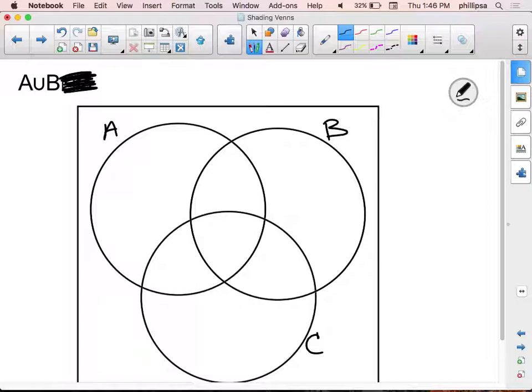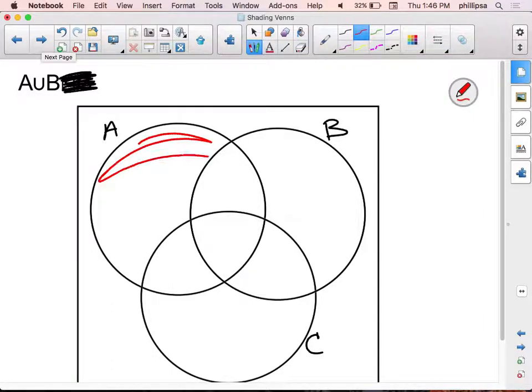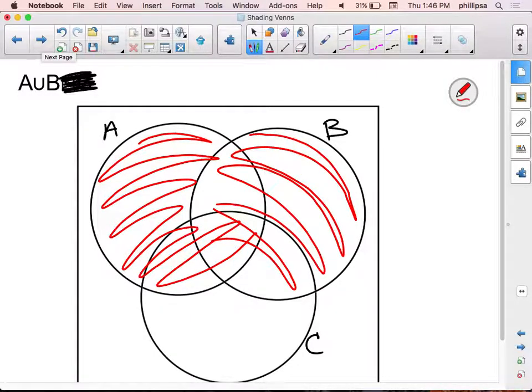This should be fast now. A union B. What do I shade? Jenny. A and B in their intersection. All of A and their intersection. And B and their intersection, right? Oh, that's going to be distracting in a minute. So hang on. Remember, it's really what it looks like that matters. Everything in A. Everything in B. And their intersection.